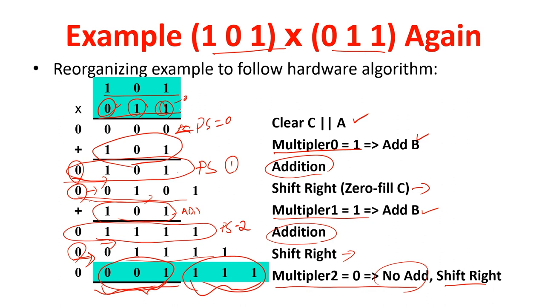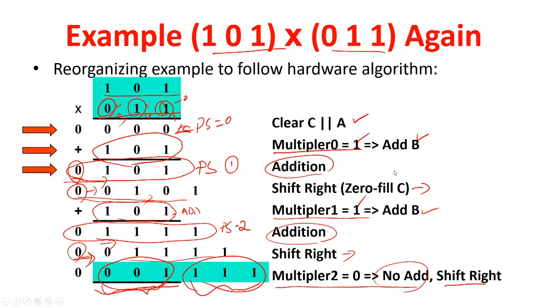In this case we have 3 bits, 1, 2 and 3, so we require 3 right shifts, and the number of additions we require equals the number of 1s in the multiplier. Here the number of 1s is 2, so we do 2 additions and get 2 partial sums. So this is the way we are doing it, serially, one after another.